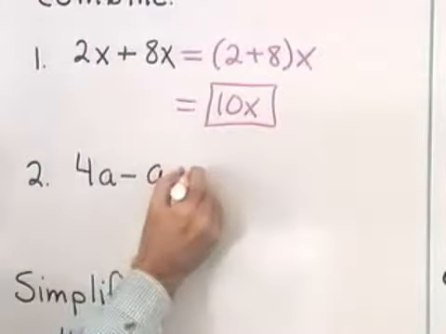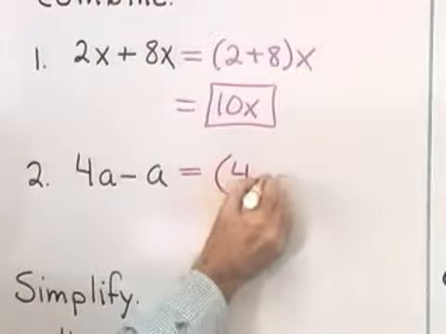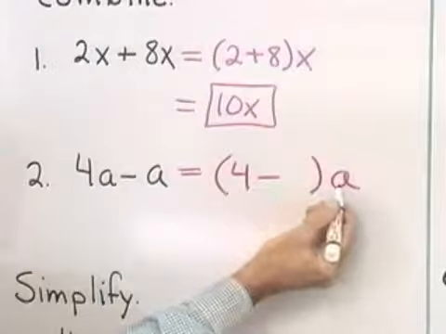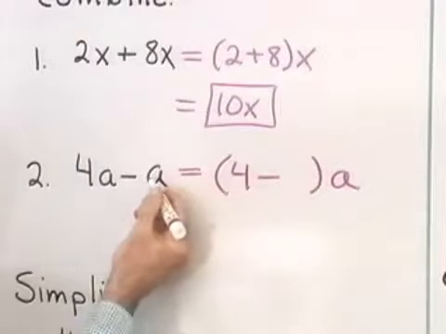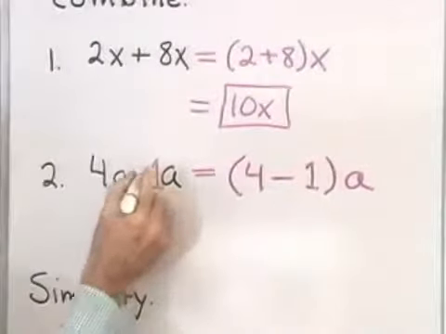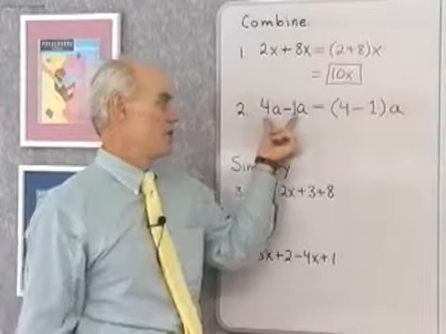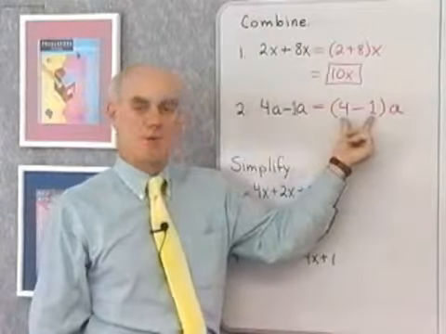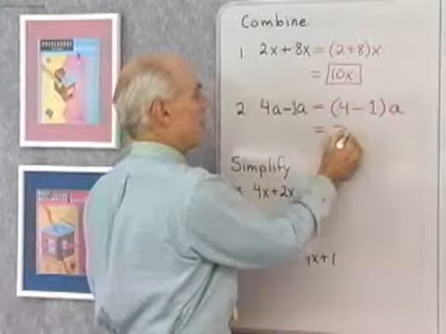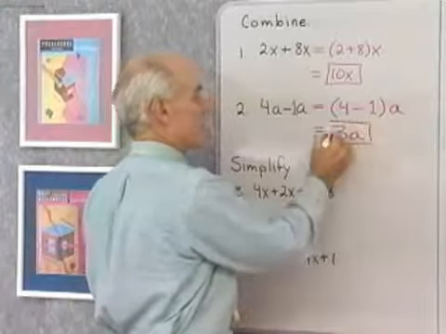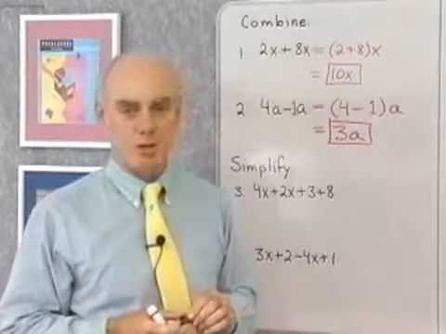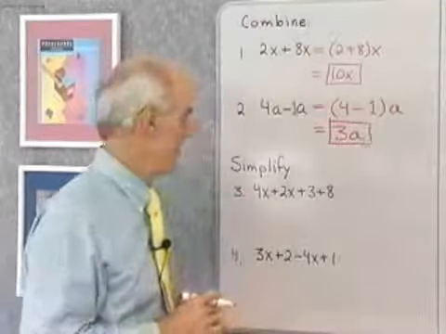Let's look at our next problem. 4a subtract a. I'm going to do the same thing. I'm going to write the a outside. The only question is what number goes here. Whatever it is, when I multiply it times a, I have to get a back. So that means it must be a 1. And remember that you can think of this a as being 1 times a, and then you can see the two numbers right here that end up in parentheses. Now, 4 subtract 1 will be 3, so I end up with 3a for the simplified version of this expression right here.